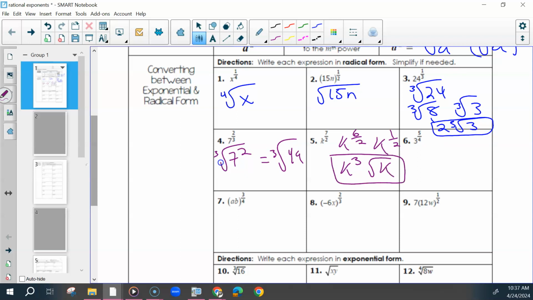How did it become k to the 3rd power? Here, if we divide these, we get 3. So this was 7. We had to split it up. Other questions on that one before we try some others?